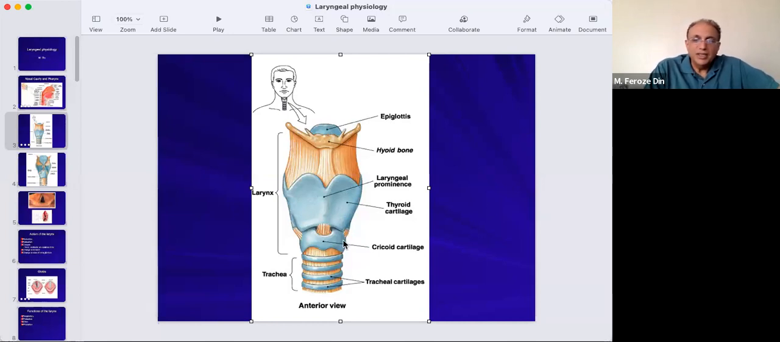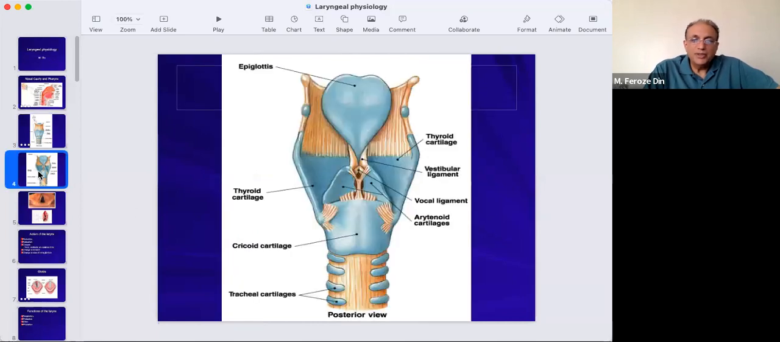cartilaginous structure. Then you have the cricoid cartilage. These three large cartilages, this is the anterior view, and this is the posterior view, where you have the epiglottis, the thyroid cartilage, and the cricoid cartilage. The cricoid cartilage, in fact, is the only cartilage that is a complete ring. All the other cartilages are not complete rings, they are C-shaped. This cricoid cartilage, in fact, is the thickest cartilage, not the biggest, but the thickest cartilage.